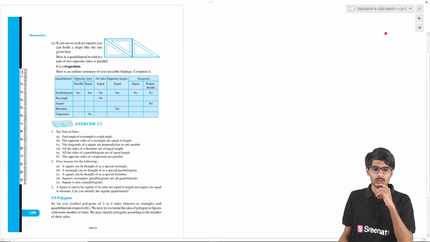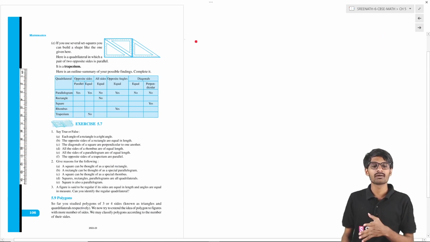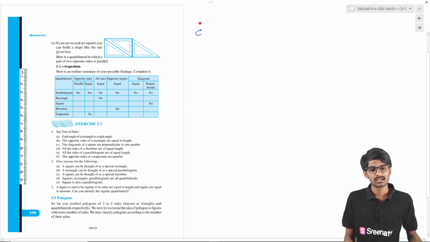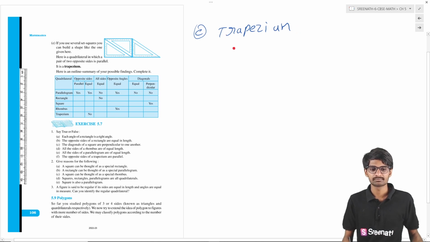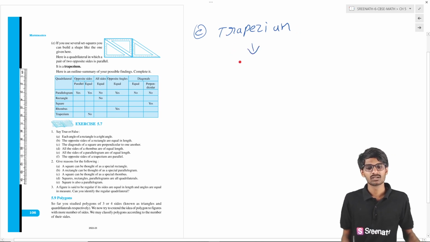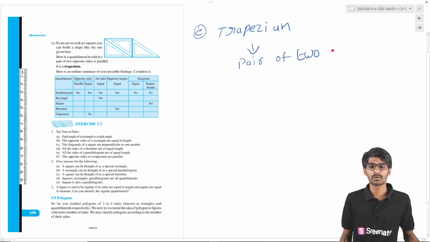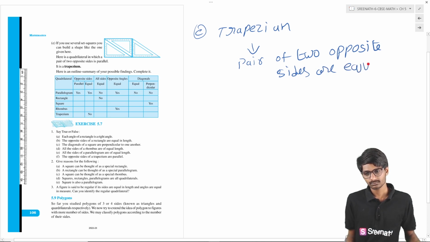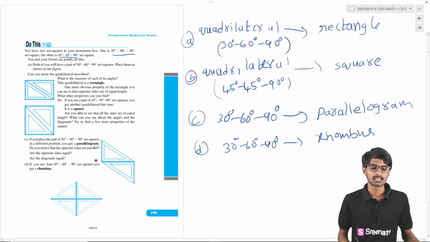Okay, students. Using those you can also build the trapezium. So in the trapezium, the pairs of opposite sides are equal. These two are the opposite sides equal, and these two are the opposite sides equal. So this is about the trapezium, and this is about the rhombus.